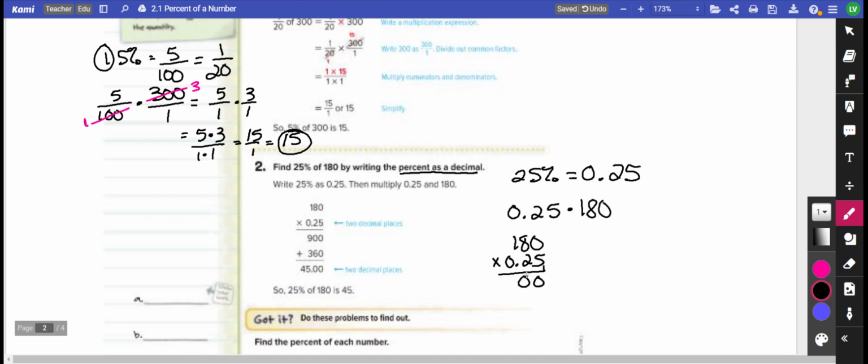5 times 8 is 40. Write the 4 down, carry the 5. 5 times 1 is 5, plus 4 is 9. 0 is my placeholder. 2 times 0 is 0. 2 times 8 is 16. Here's the 6. Carry the 1. 2 times 1 is 2, plus 1 is 3. And I'm going to add these.